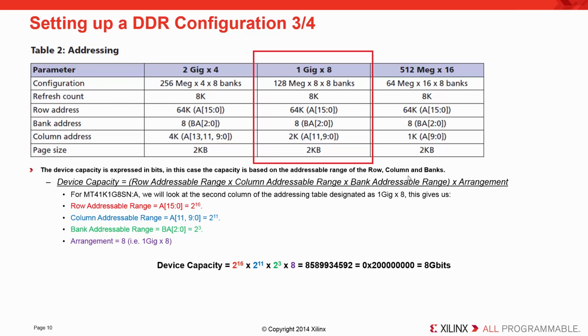MT41K1G8SN-125:A, we will look at the second column of the addressing table designated as 1 gig times 8. This gives us a row addressable range of 2 to the power of 16, a column addressable range of 2 to the power of 11, a bank addressable range of 2 to the power of 3, and an arrangement by 8. This makes the device capacity equal to 2^16 times 2^11 times 2^3 times 8, which gives us 8 gigabits.